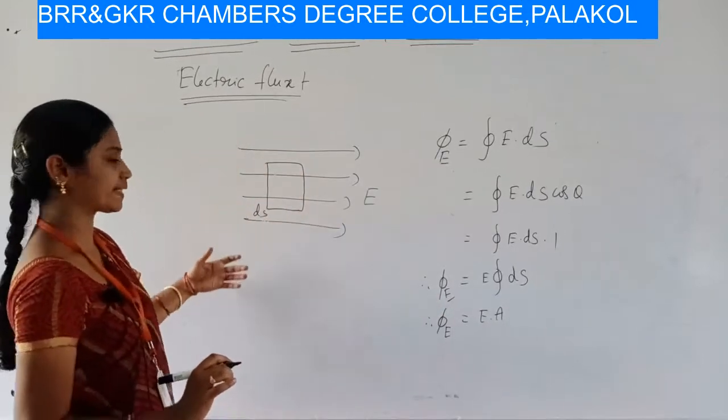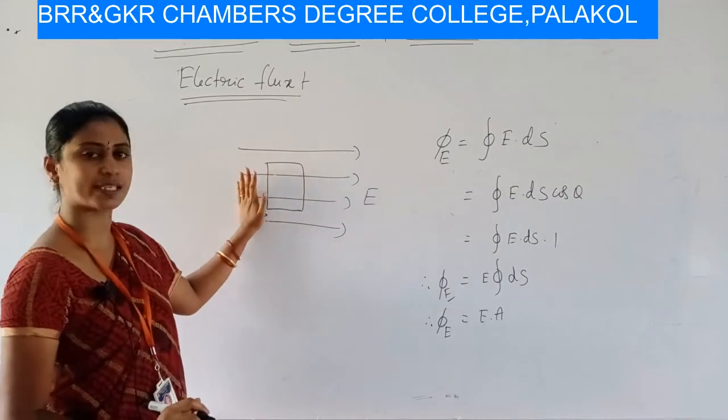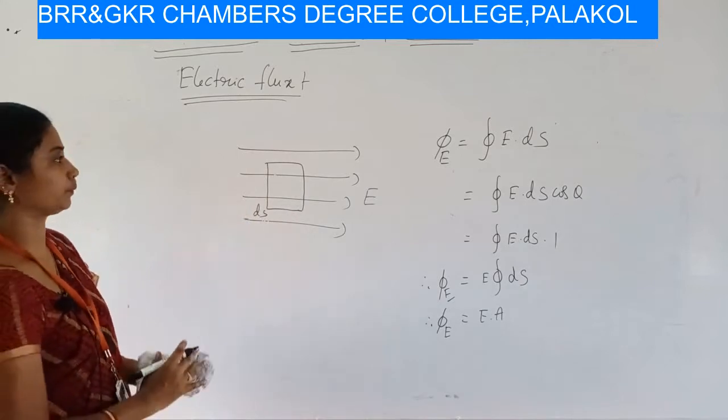The electric flux is said to be the total number of lines passing through this unit cross-sectional area normally.